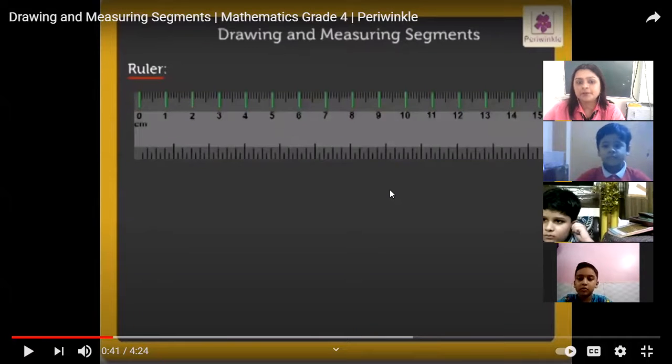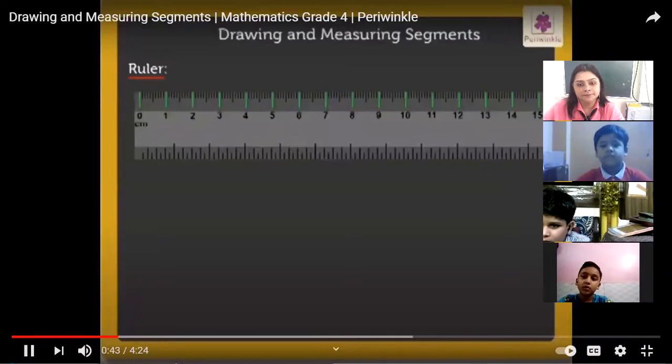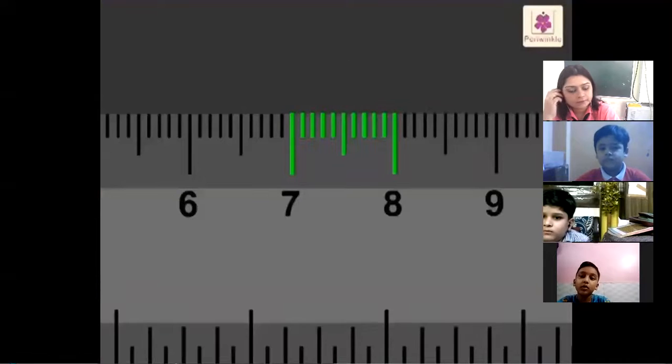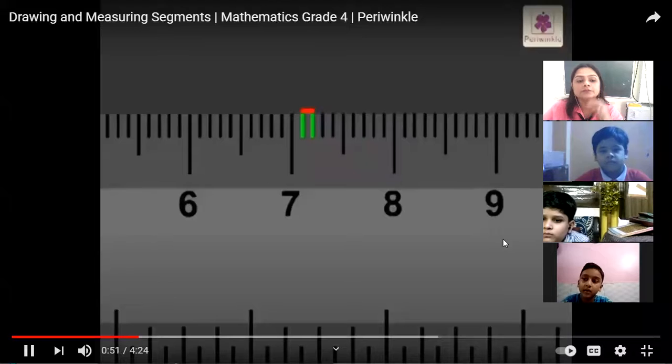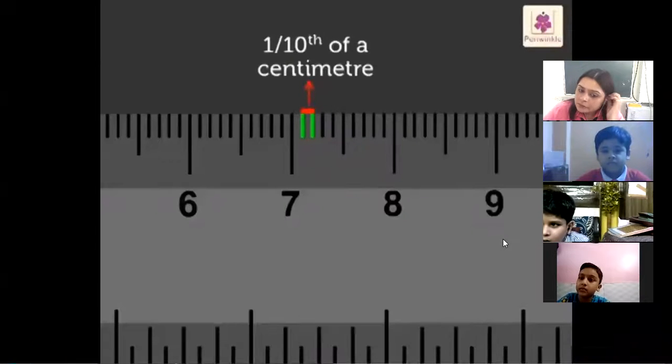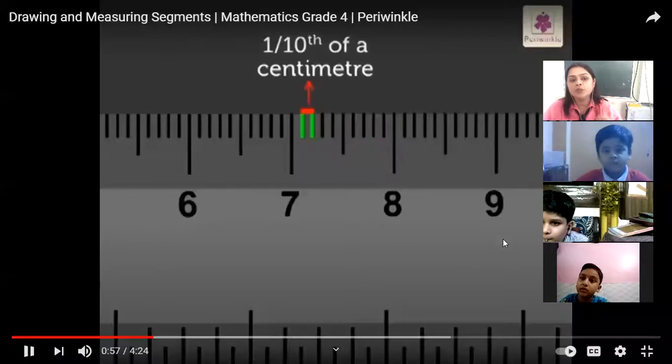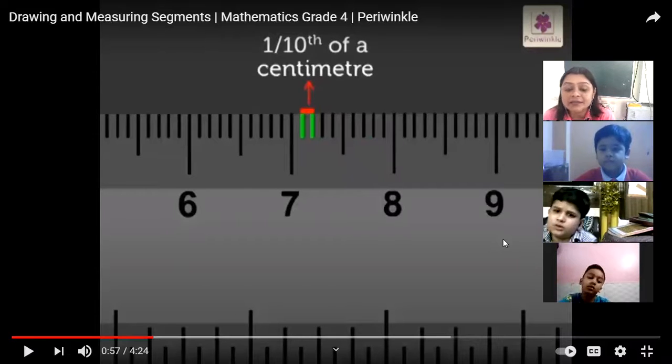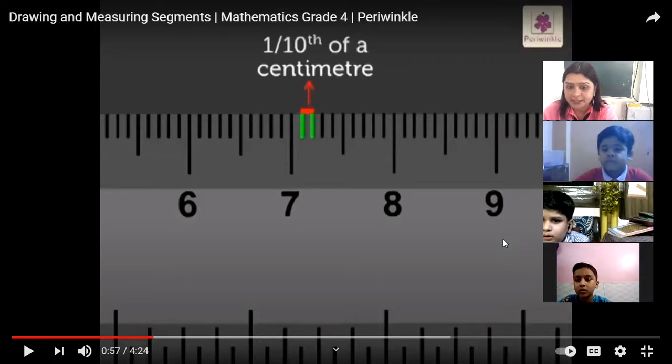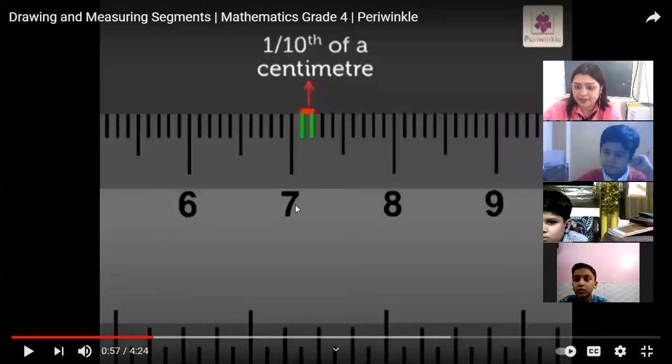Okay. It has markings in centimeters. Each centimeter is further divided into 10 smaller divisions. Each division is equivalent to 1/10 of a centimeter. So beta, what we can conclude here is that our scale is divided into smaller units like 1, 2, 3, 4, 5, 6 and so on. These units, or the distance between these units, can be termed as 1 centimeter. Okay. So suppose we are measuring the distance between 6 and 7.